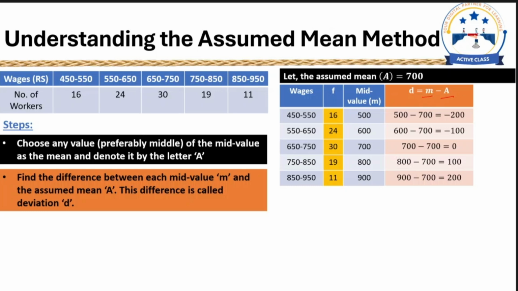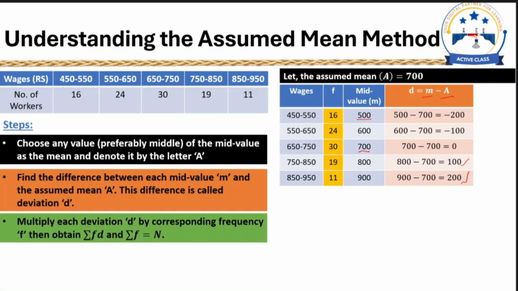For the first data, mid value is 500, assumed mean for all is 700, so 500 minus 700 is minus 200. 600 minus 700 is minus 100. This 700 minus 700 is 0. 800 minus 700 is 100. 900 minus 700 is 200. So we will be calculating the difference of mid value and assumed mean. Let's move to the next step.